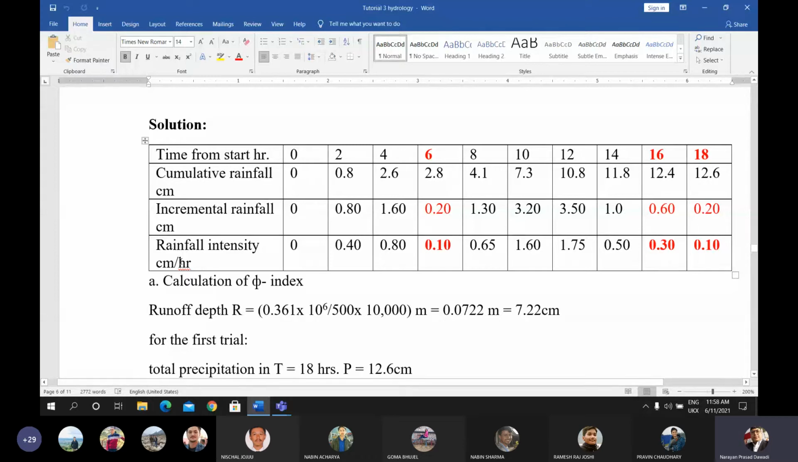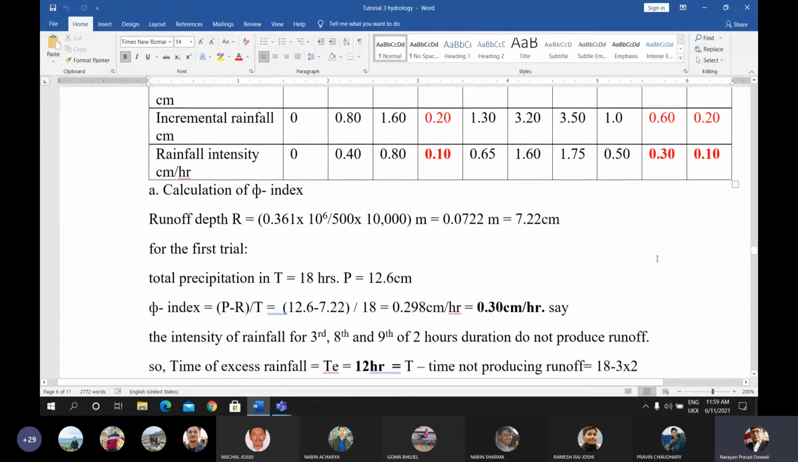You will get the intensity of rainfall in centimeter per hour, as in the 4th row of this table. This is calculated by dividing the incremental rainfall by the duration of rainfall. The 0 to 2 hour duration is 2 hours, 2 to 4 hour duration is also 2 hours, 4 to 6 hour duration is 2 hours, 6 to 8 hour duration is 2 hours. That's why all these incremental rainfall values are divided by 2 hours. Then you will get the rainfall intensity in centimeter per hour. This is the row 4 data.